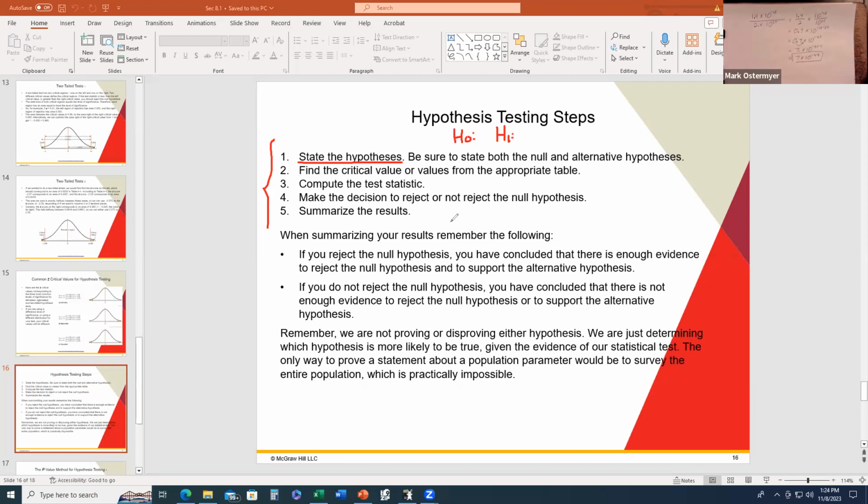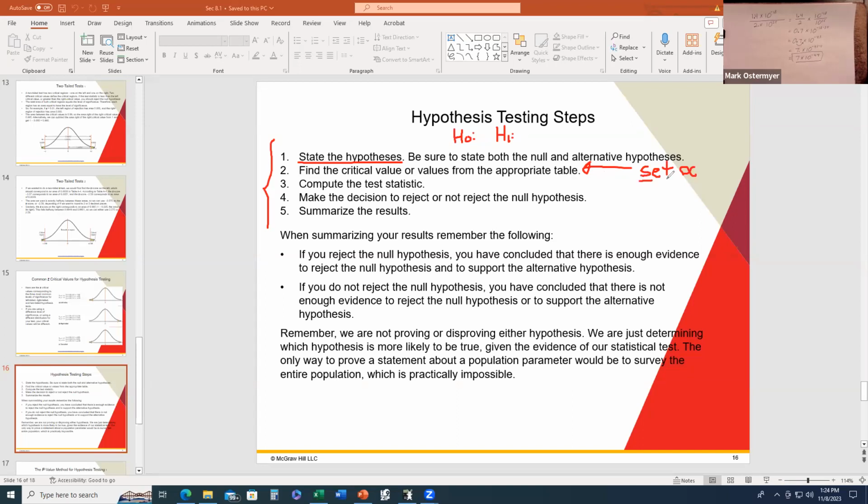Now, what they're leaving out here, ladies and gentlemen, in step number 2 is that you also have to set the level of significance that you want to test at. So you have to set alpha's value. Are you going to test at 10%? You're going to test at 5%? Or are you going to test at 1%?